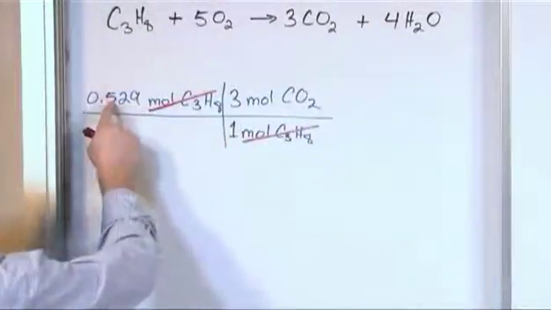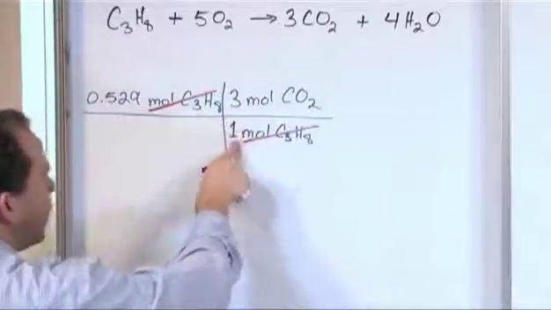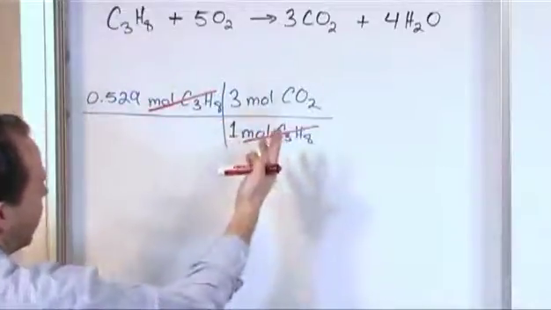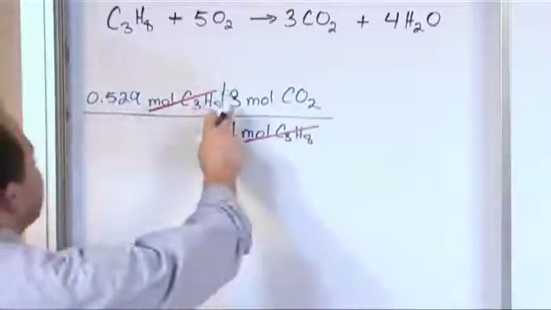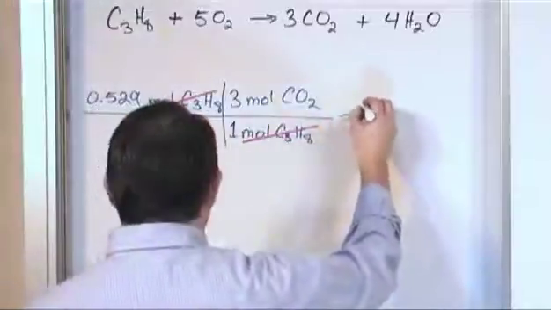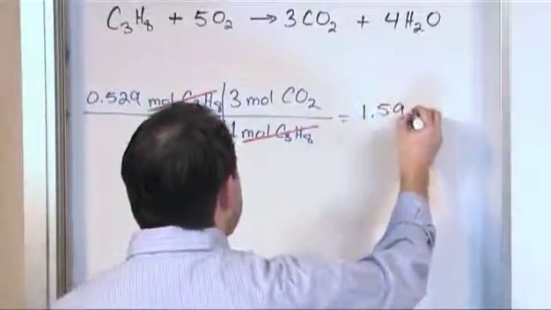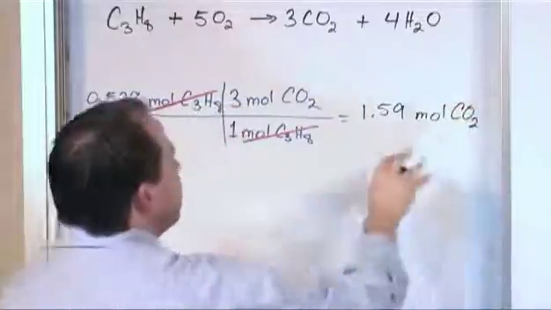You take 0.529, you multiply it by 3, and then you divide by 1, because the 1 is on the bottom. Of course, dividing by 1 doesn't do anything. So you literally take 0.529 times 3 divided by 1, and when you do that, you get 1.59 moles of CO2. And this is how many moles are produced.